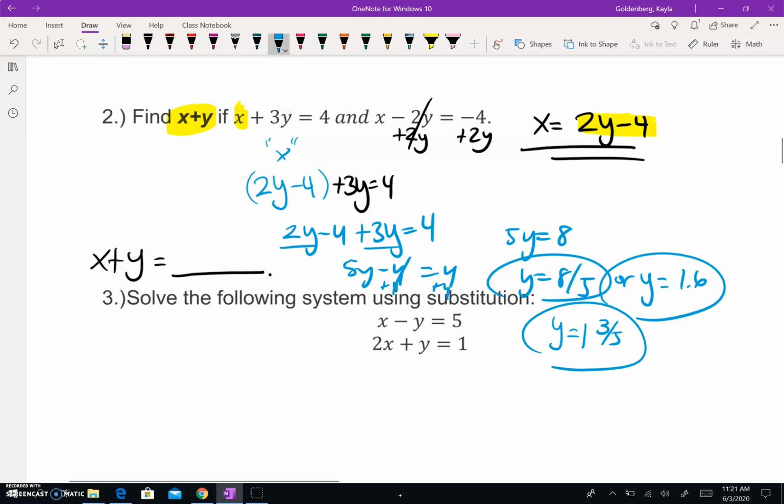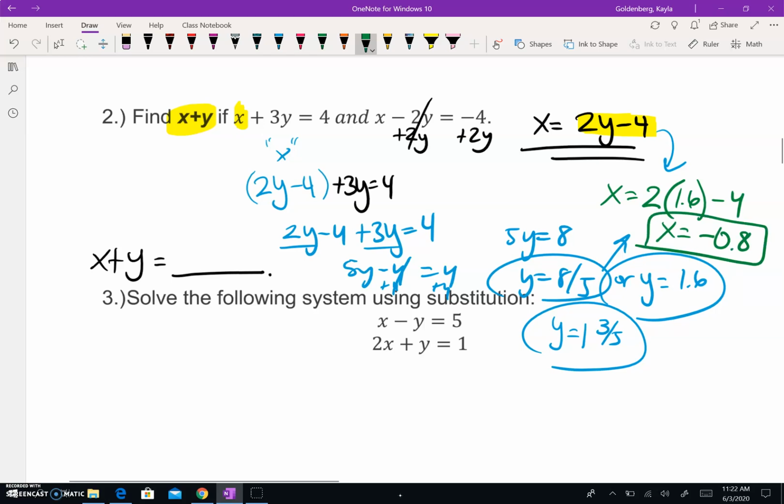From here, you want to find what x is equal to. We're going to put our information of what's y together with the substitution. So x is equal to 2 times y. I'm going to use the 1.6 just to make it a little easier. And then take away 4. So on my calculator, I'm just doing times 2 minus 4. And it looks like x is equal to negative 0.8.